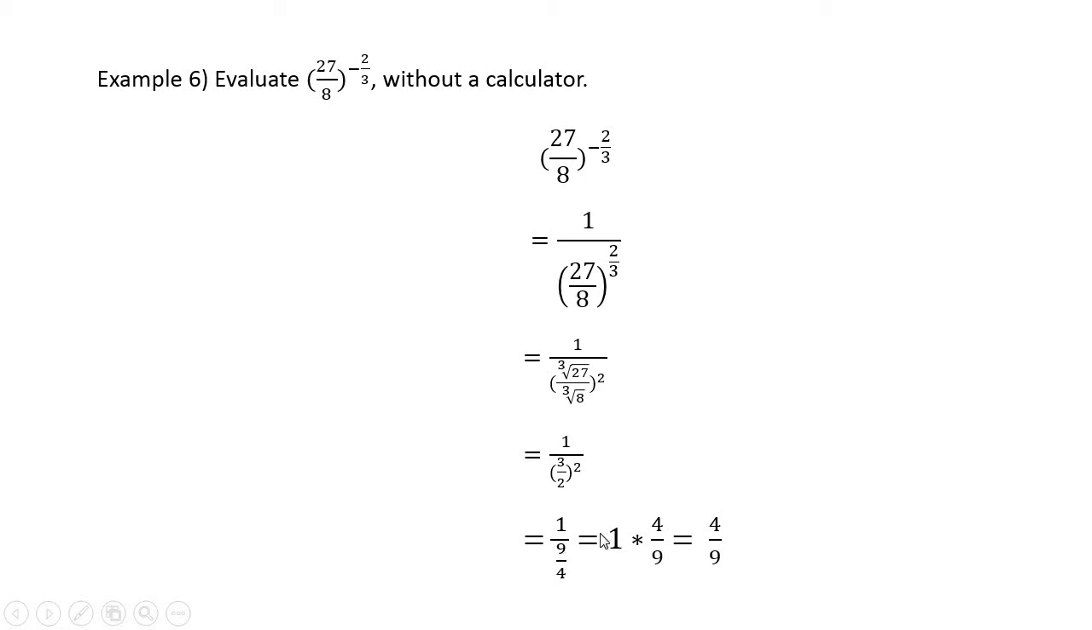And then 1 divided by 9 over 4 is the same as 1 multiplied by the reciprocal of that denominator. So 1 times 4 divided by 9. And that just equals 4 divided by 9. So we started out with something relatively complicated and ended up with something much less complicated. And that's the end of this lesson.